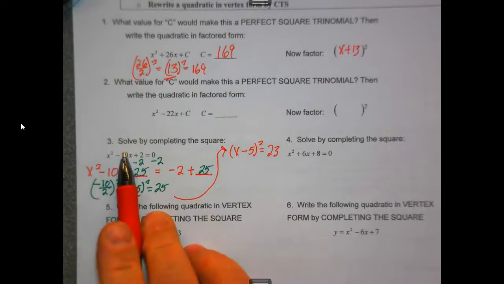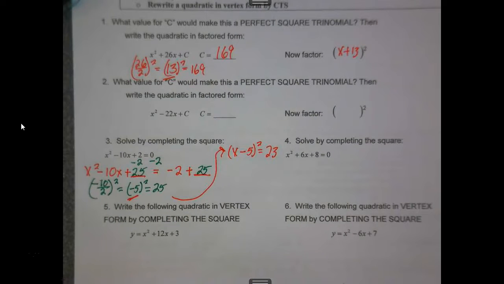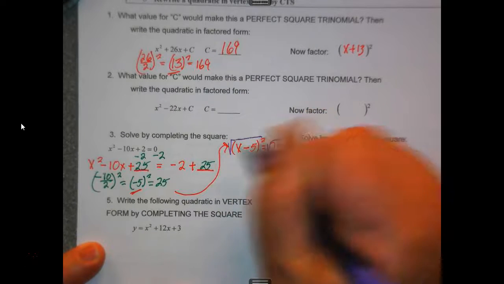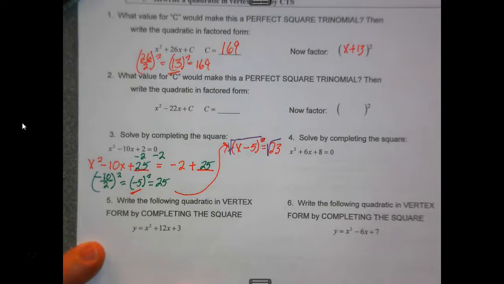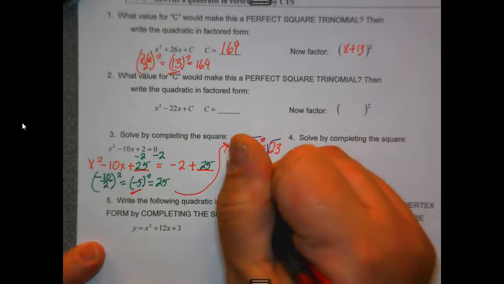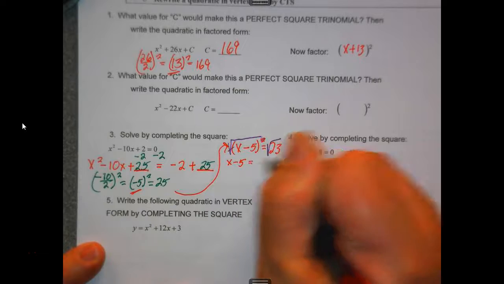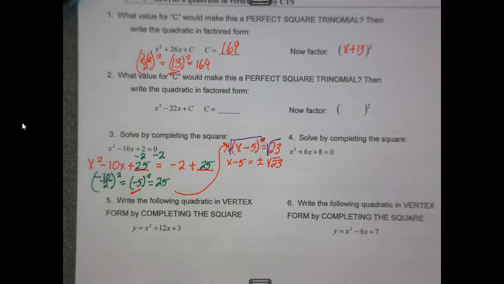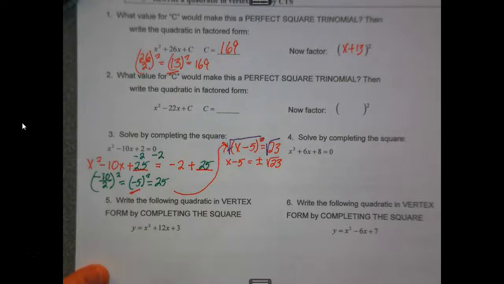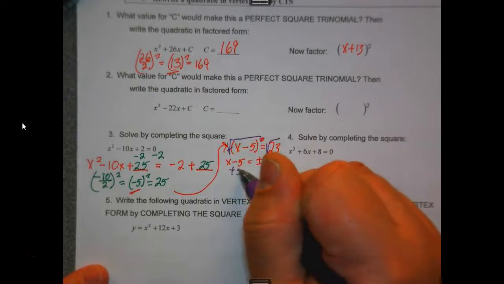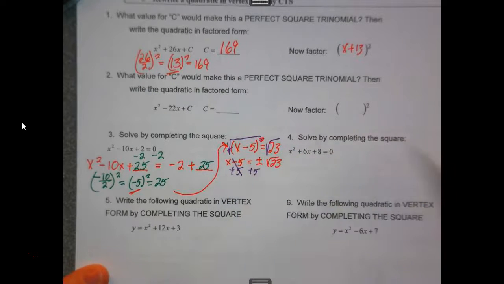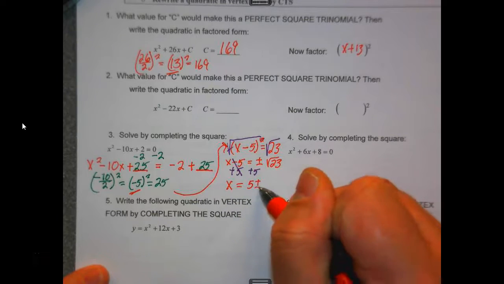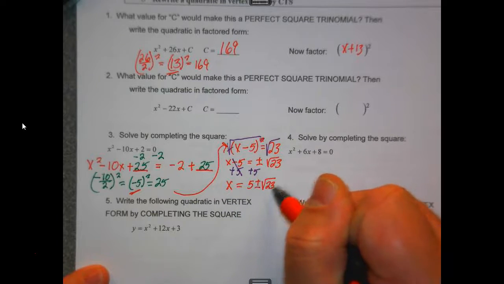Now it said solve, so I have to solve for x. What do I need to do? That's right, kids, square root both sides. Cancel out the power 2. And I get x minus 5 equals plus or minus the square root of 23. Still have to get x by itself. Add 5 to both sides. And I get x equals 5 plus or minus the square root of 23. Nothing I can do with that. Prime number.